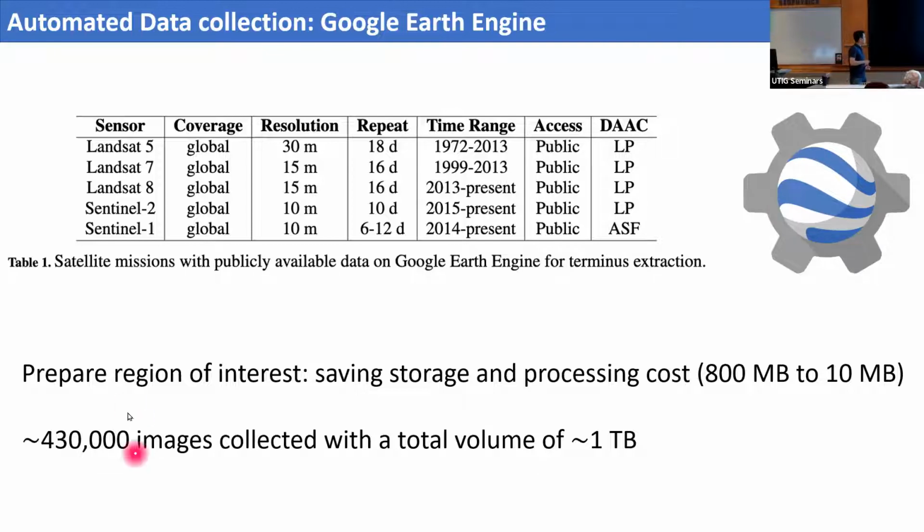And another advantage of preparing this region of interest is that it can save storage and processing cost. So a full remote sensing image is around 800 MB. But after cropping it to the region of interest, the image size will be less than 10 MB. So in total, we collect 430,000 images with a total volume of 1 TB.